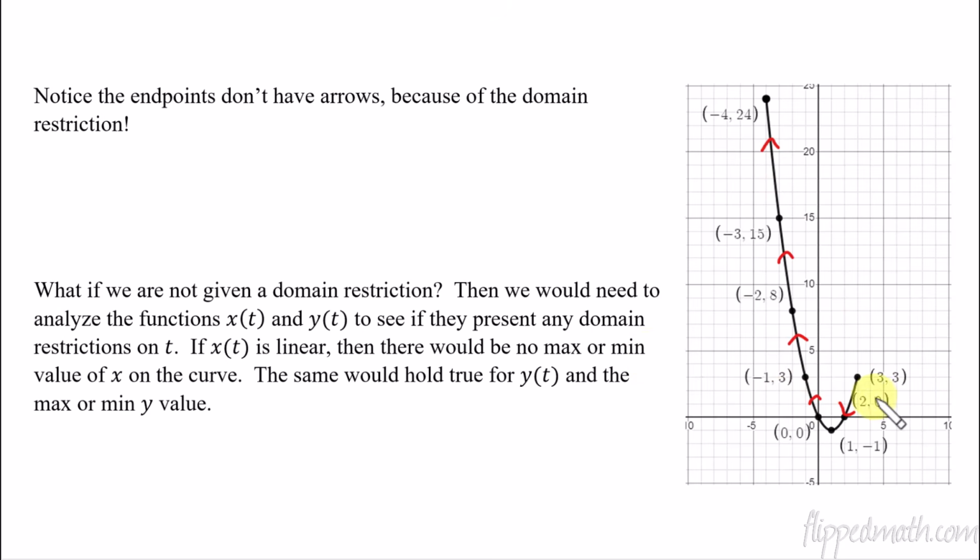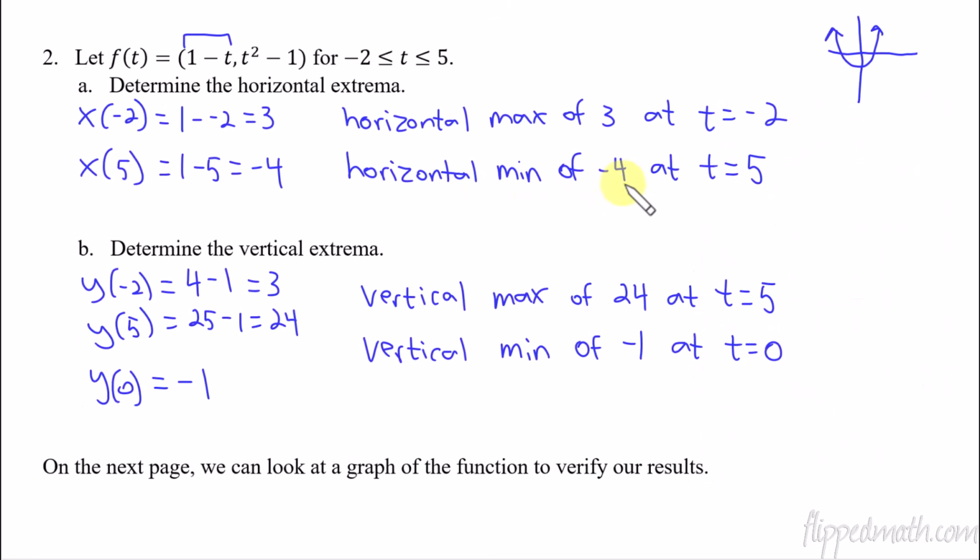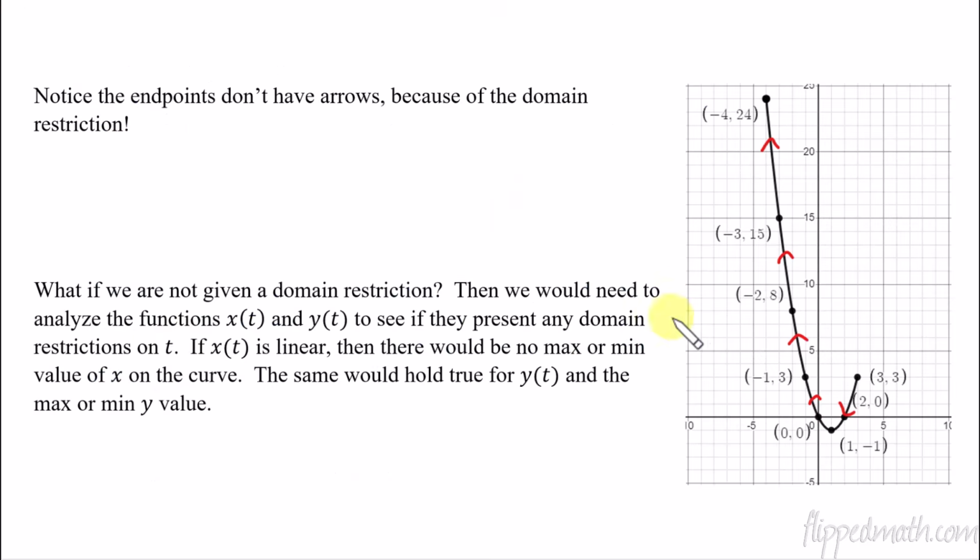What's the furthest to the right it goes? The furthest to the right is a value of 3. And then if we go back here, what is the horizontal min? Horizontal min is -4. The furthest to the left is an x value of -4.